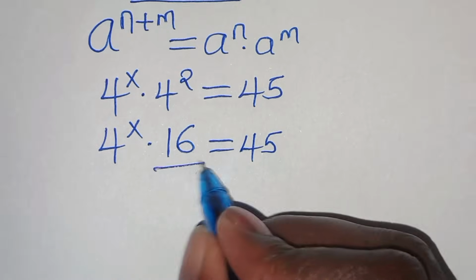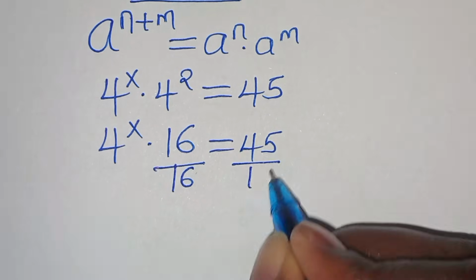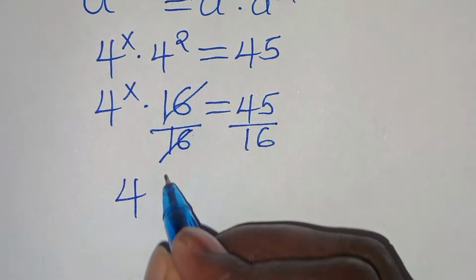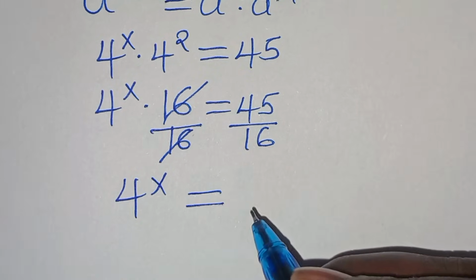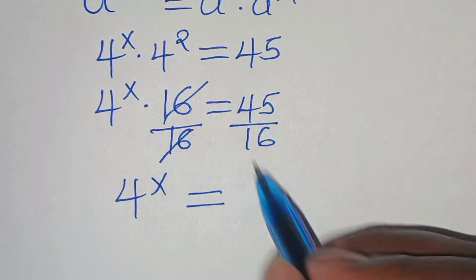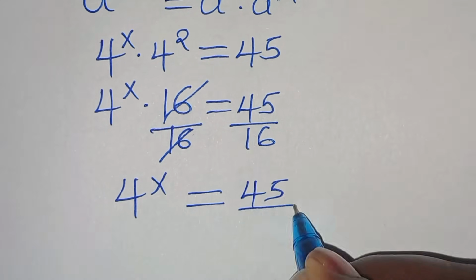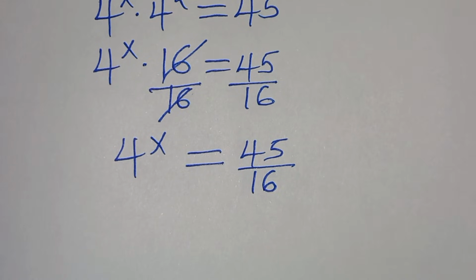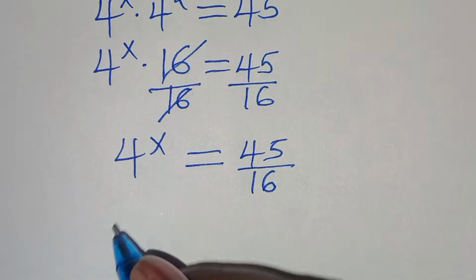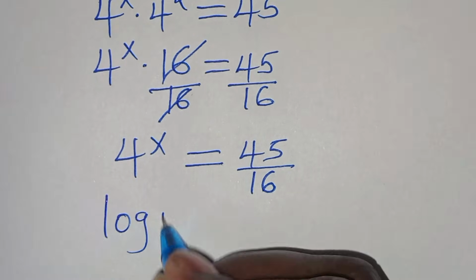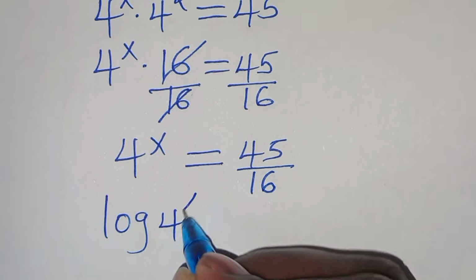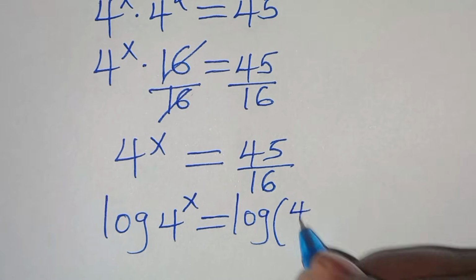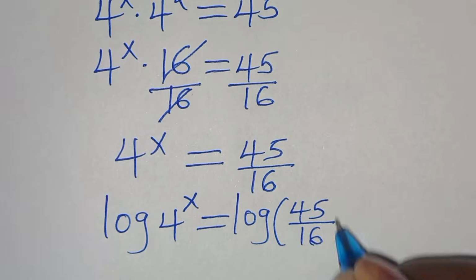So let's divide both sides by 16 so that we simplify here. So 4 to the power of x is equal to 45 divided by 16. The next step, to solve for the value of x, we introduce logarithm on both sides. This is log 4 to the power of x, equal to log 45 divided by 16.